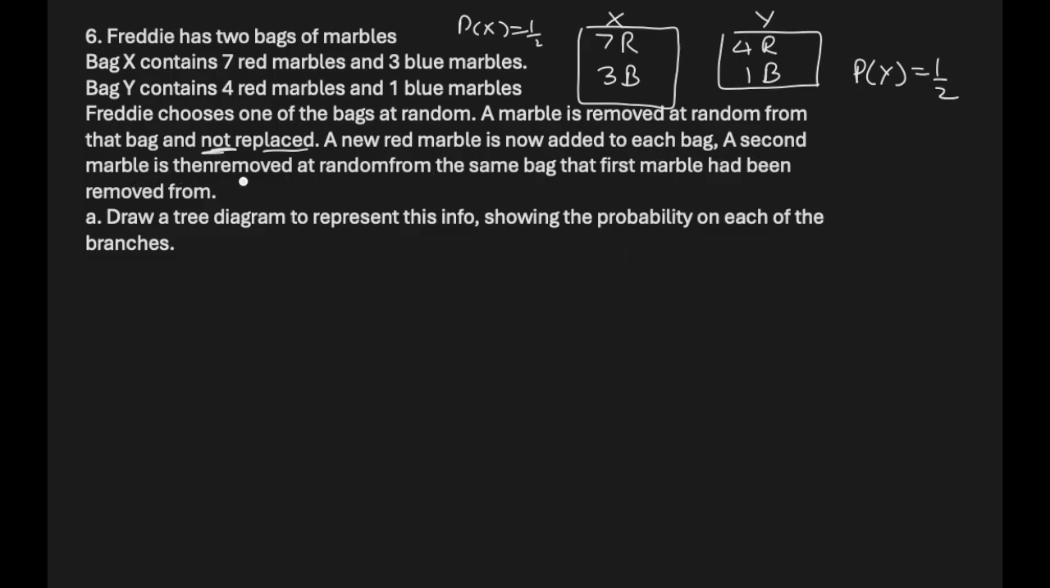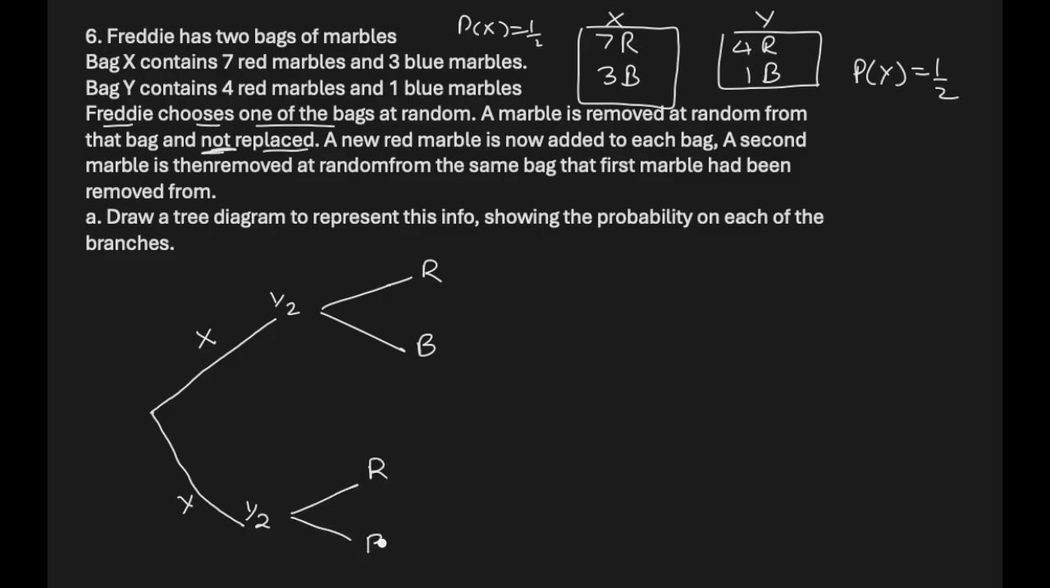Then a second marble is removed at random from the same bag that the first marble had been removed from. Very complicated. Good. Draw a tree diagram for representing this information, showing the probability on each. So the first event is that we choose a bag. Bag is either X or Y. Probability of bag X is half. Probability of bag Y is also half. Then we remove a marble which can be red or blue in this case, red or blue also.